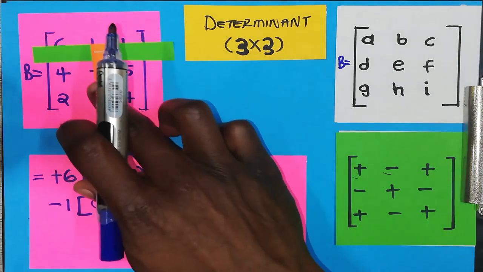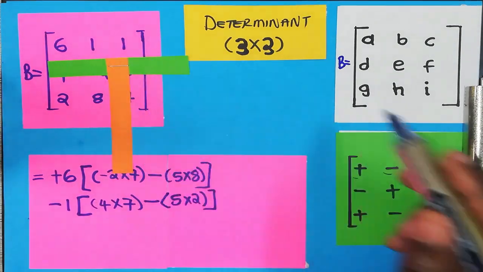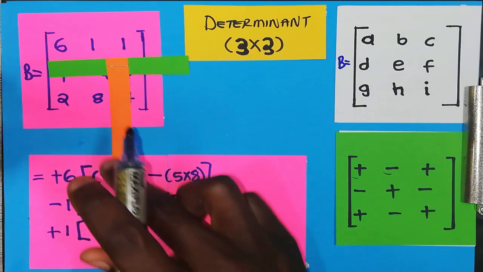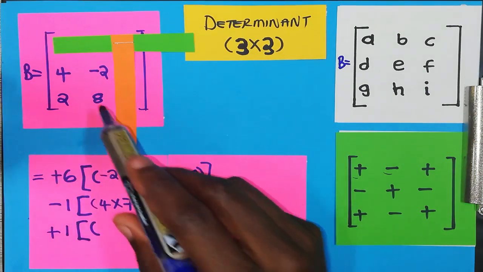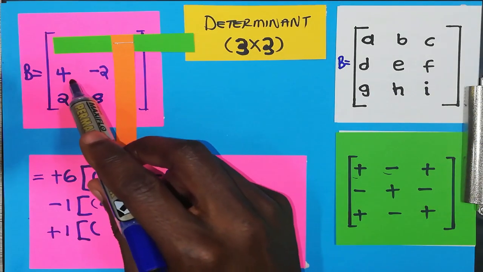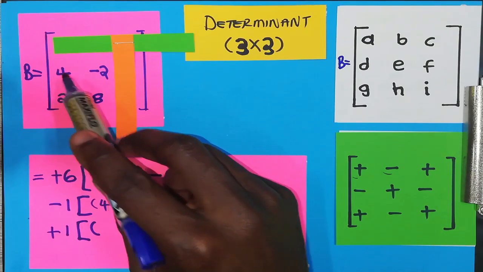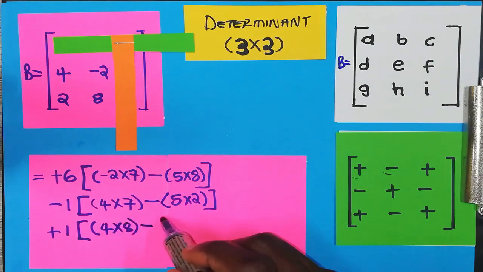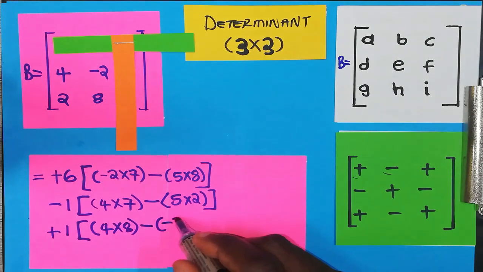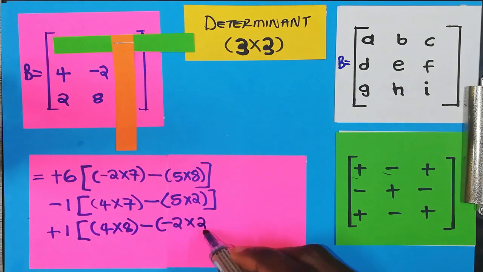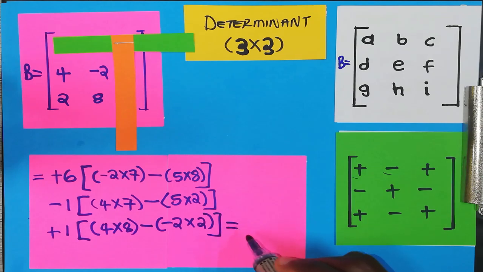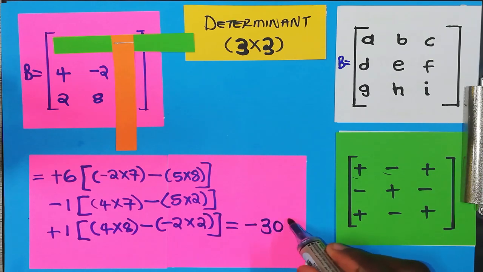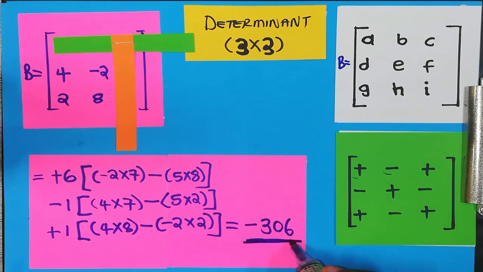Then the last part is 1, which is positive, so I write positive 1. Here I've got the 2x2 matrix. Its determinant is 4 multiplied by 8 minus 2 multiplied by 2. Now, if you use your calculator, the answer is minus 306.